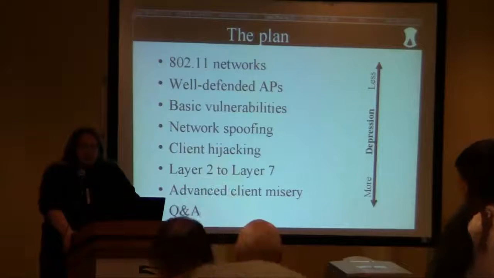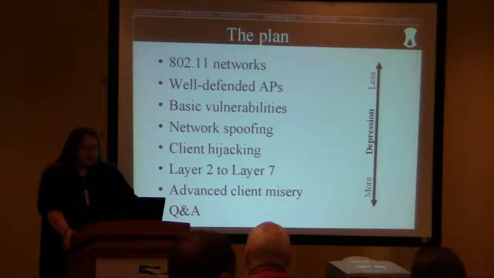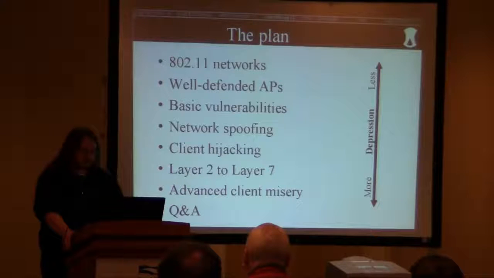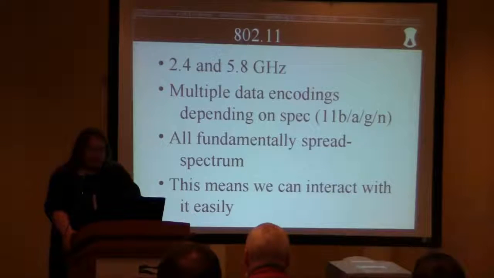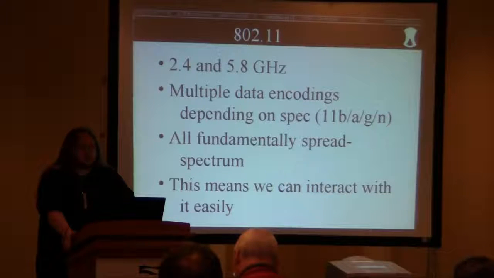So this is going to start off less depressing. By the end of the talk, you'll probably be very depressed. Wi-Fi networks, moving all the way down into attacking layer 7 from layer 2 directly. So 802.11 networks are 2.4, 5.8 gigahertz. They use multiple data encodings depending on the spec, but they're all fundamentally spread spectrum. It means we can interact with them really easily.